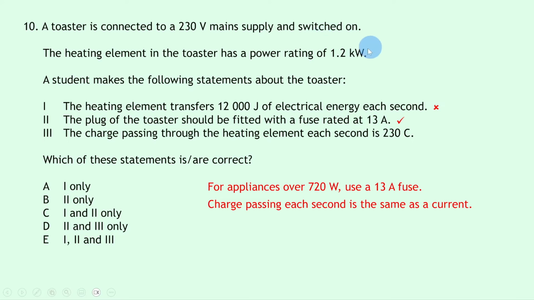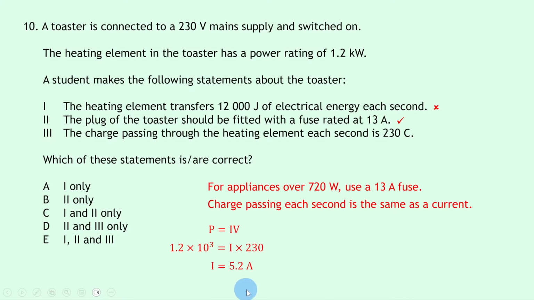And remember we've got a power and a voltage to do that, so we can use the equation P equals IV. Substituting in the numbers, we have 1.2 times 10 to the 3 equals I times 230, and to find I you can do 1.2 times 10 to the 3 divided by 230 in your calculator to get an answer for I of 5.2 amps.